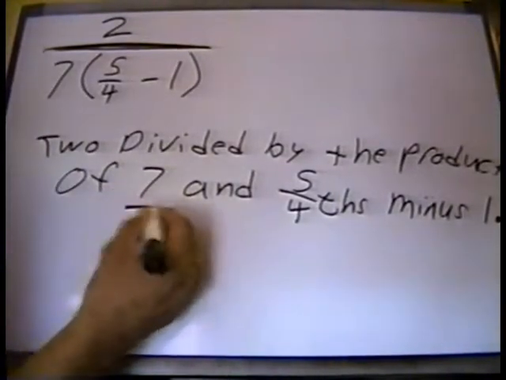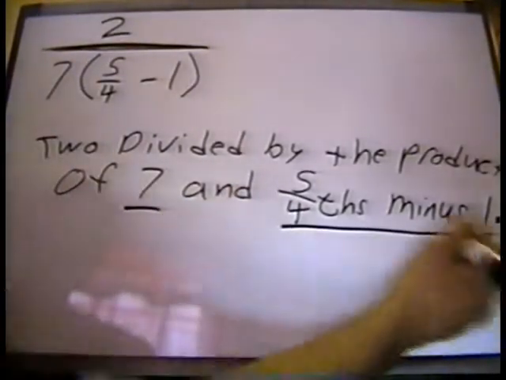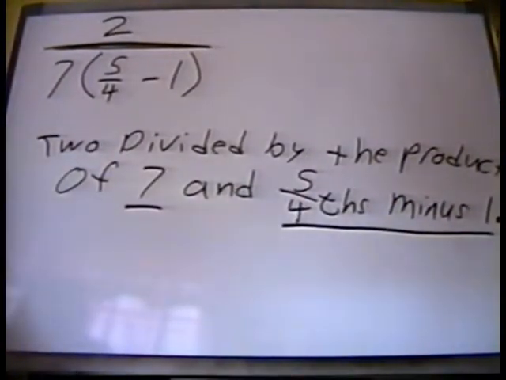See, the product of 7 and 5/4 minus 1. Okay? 2 divided by the product of 7 and 5/4 minus 1. That's how you can say that, intelligently.